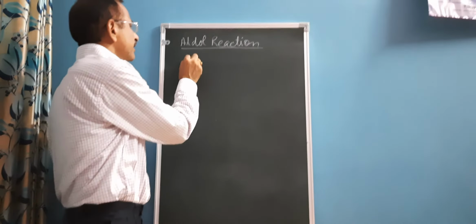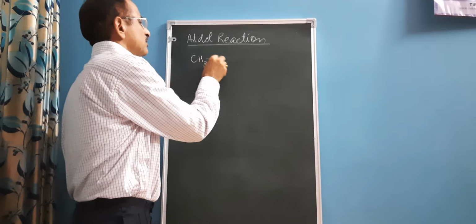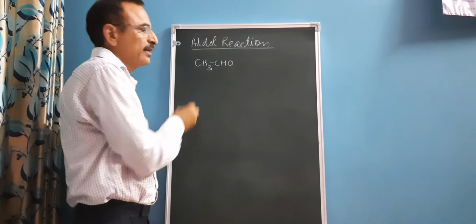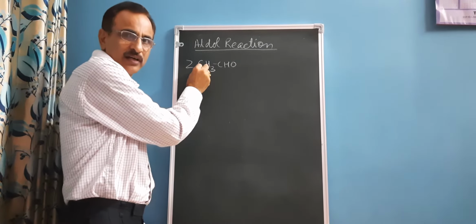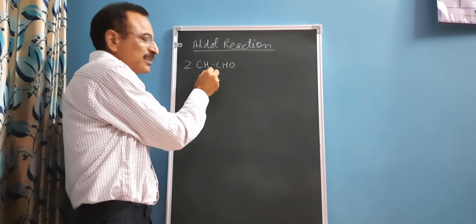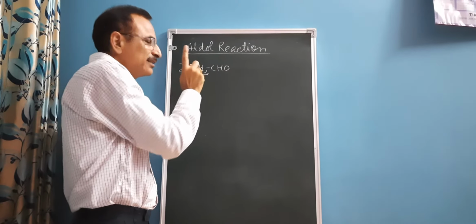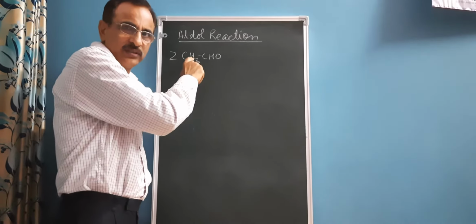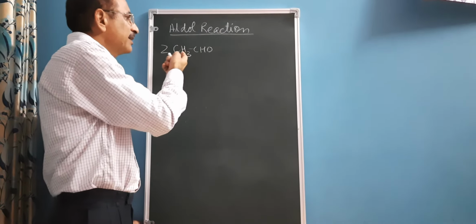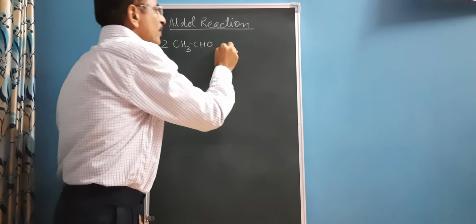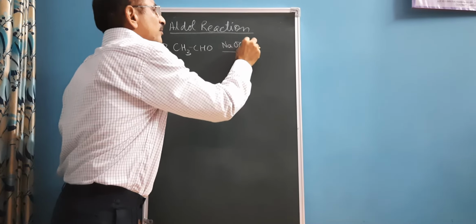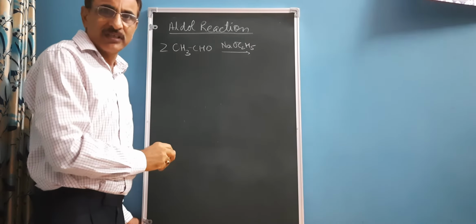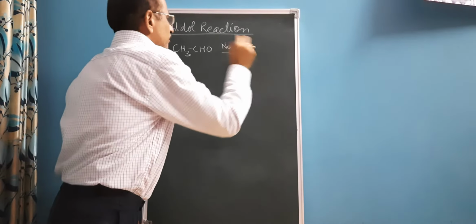Now let us take example of this aldehyde. Here this is second carbon atom which is called alpha carbon atom and it contains 3 hydrogen. Requirement is presence of at least one hydrogen, alpha hydrogen atom. Here we are having 3 alpha hydrogen atom. This molecule under basic condition, for example we are taking sodium ethoxide, it forms aldol product.